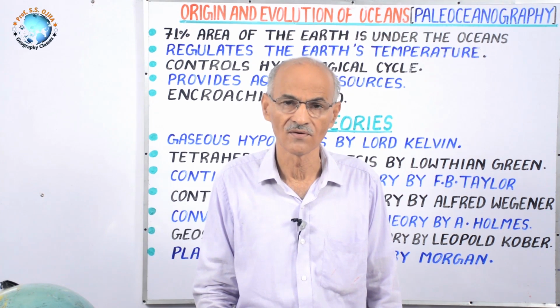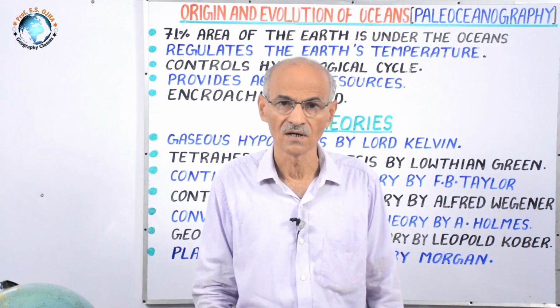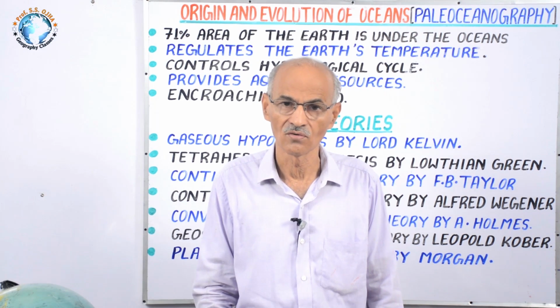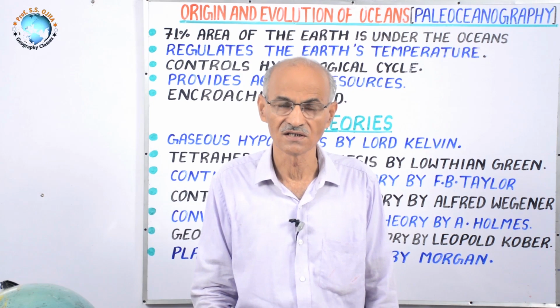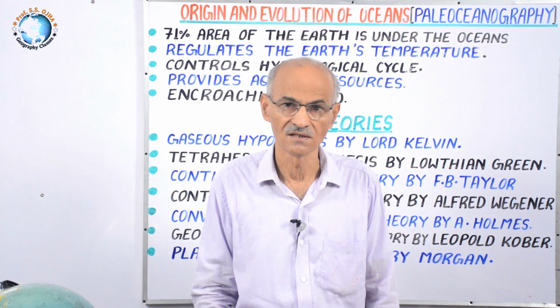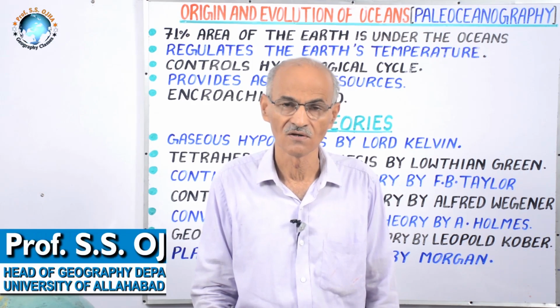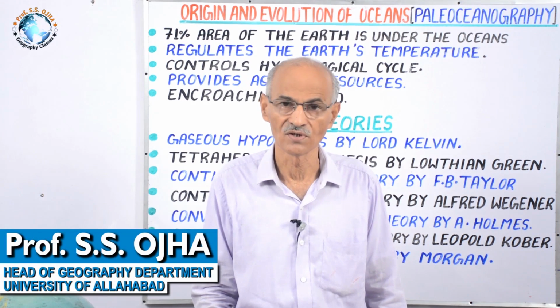And the study of paleoceanography has two aspects. Number one, the origin and evolution of the oceans, and second, in paleoceanography, we study the physical and chemical properties of oceans and their currents, sedimentation, their geometry, and changing shape and size. These are studied. So, we will consider these two aspects of paleoceanography. First aspect will be the origin and evolution.